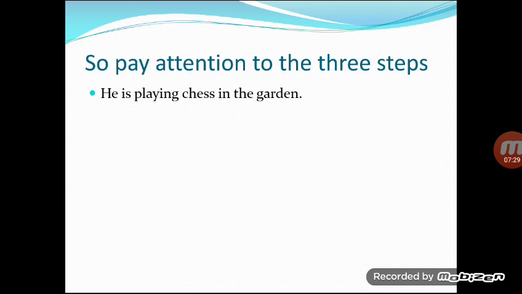Look at this example. He is playing chess in the garden. Now what is he? He is the subject. And what is the auxiliary? Is. Playing is the main verb. Chess is the object, and this is the complement of the sentence. Now, let's remember the parts of this sentence. He, the subject; is, the auxiliary; playing is the main verb; and chess in the garden is the complement.